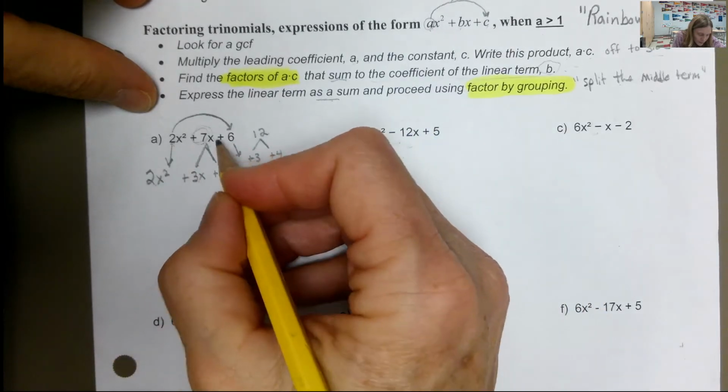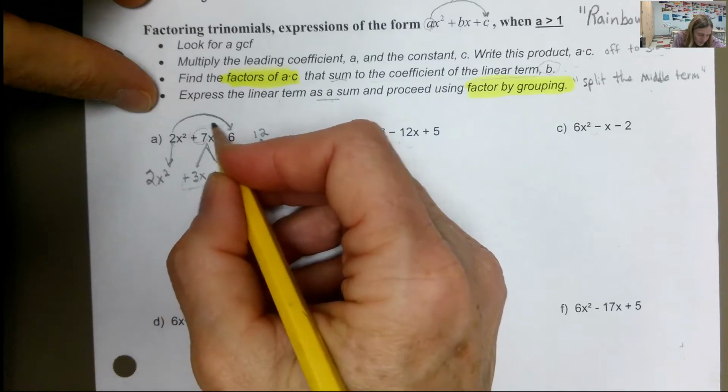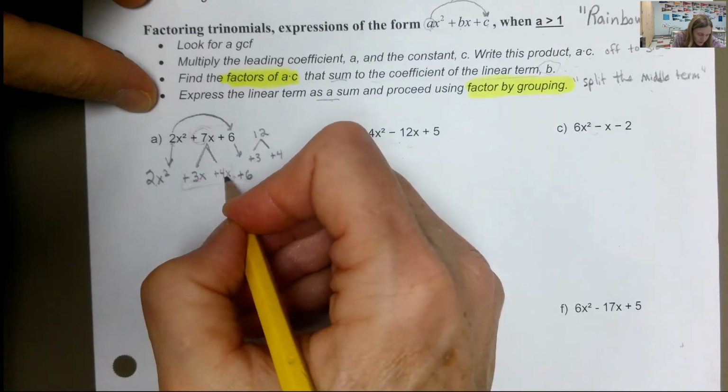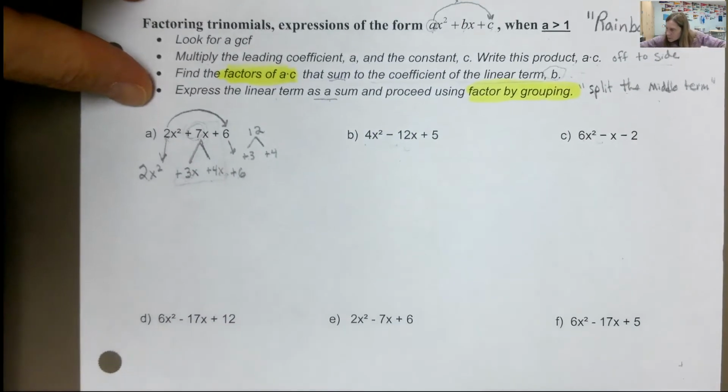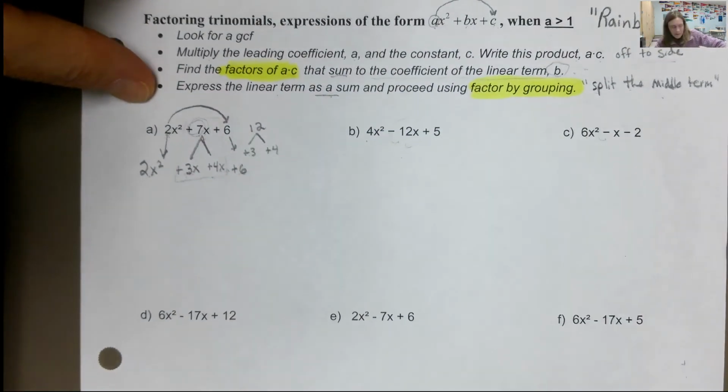So now we have 4 terms, and the only thing we did was we split the middle term into 2 different terms, but it's still equivalent. Now we're going to do factor by grouping, like we did earlier last week.